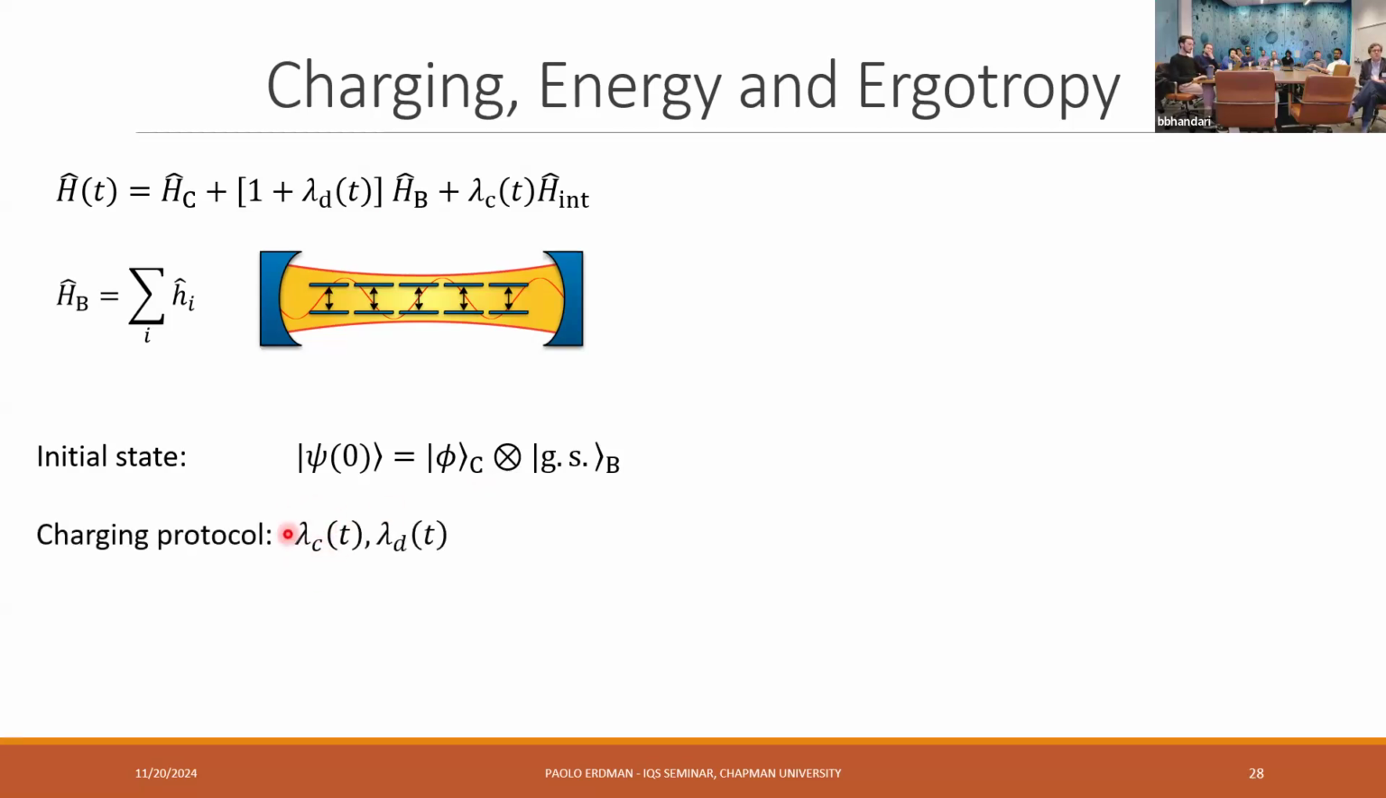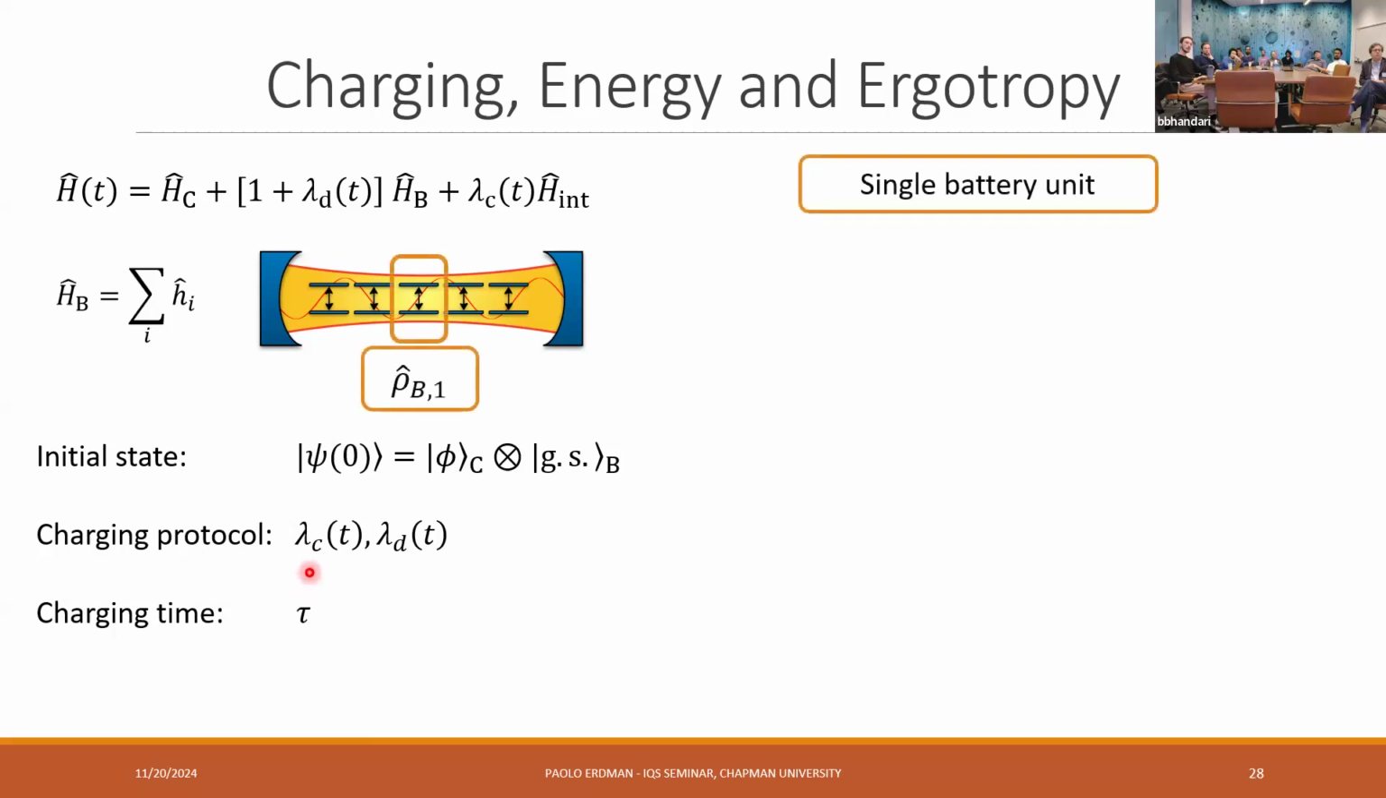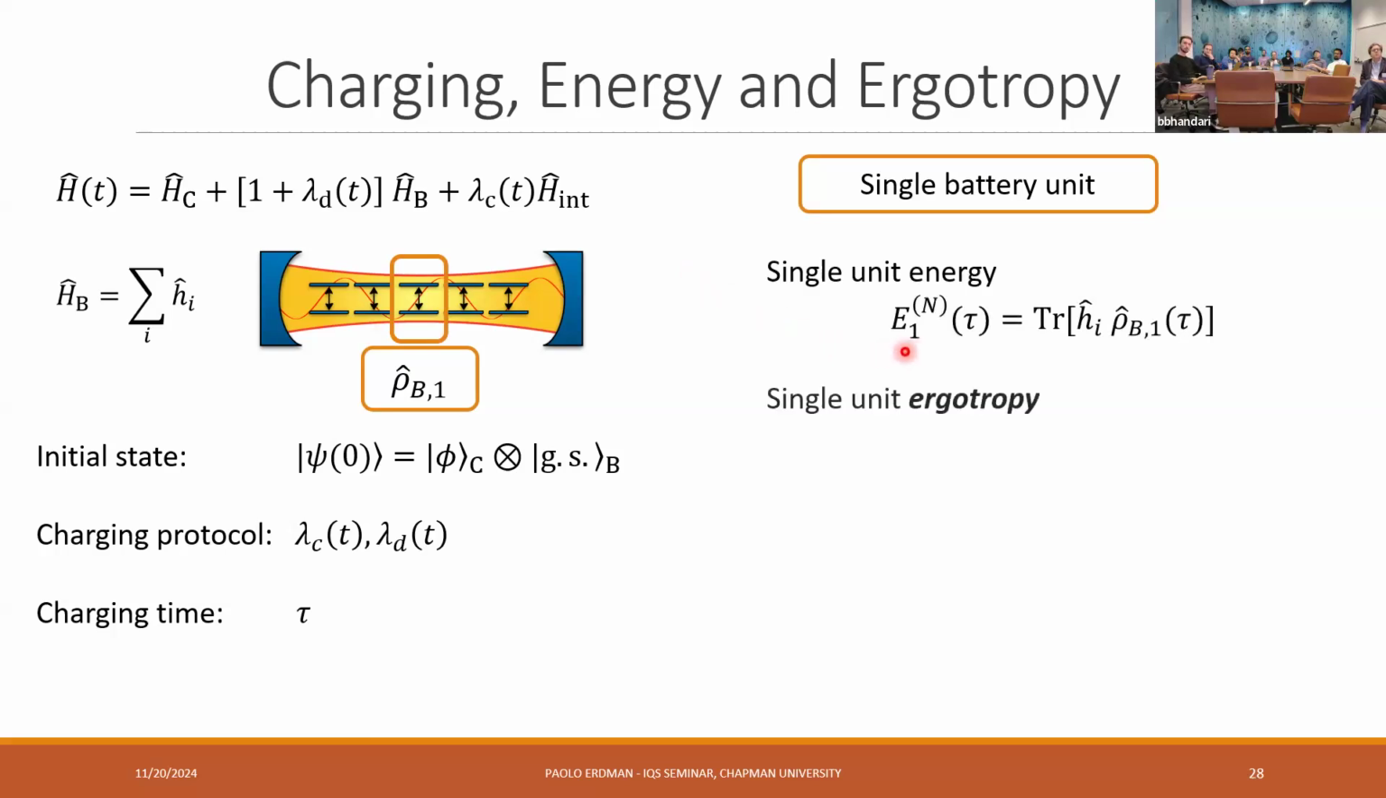And then we apply some time-dependent controls. We just solve the Schrodinger equation for some time tau, given these time-dependent controls. And then we look at how much energy was transferred to a single two-level system. So you can trace out the rest and take the density matrix of the two-level system. And you can ideally compute the energy that was transferred to this two-level system.